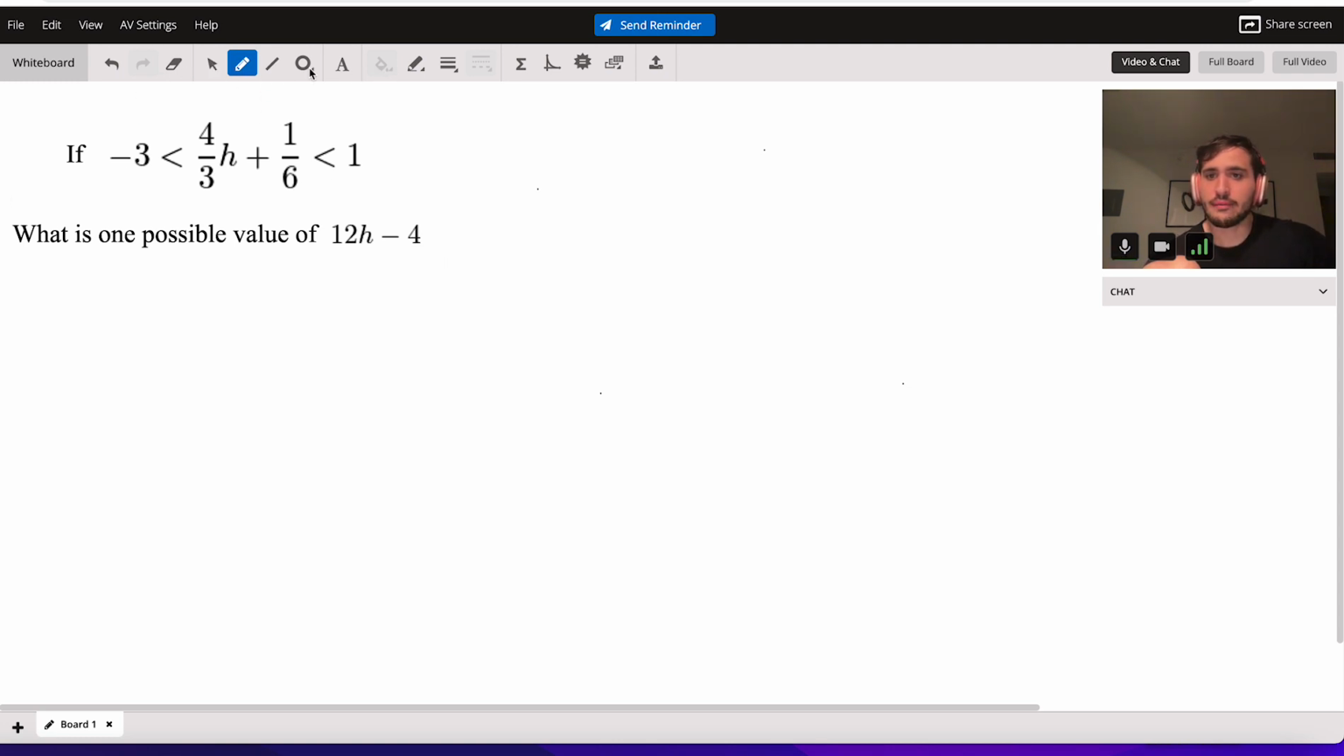Here's a pen. All right, so first we're going to multiply everything by 9. So we have to multiply every single piece by 9. So 9 times negative 3 is negative 27. We already know that this is going to be 36. 36 divided by 3 is 12.